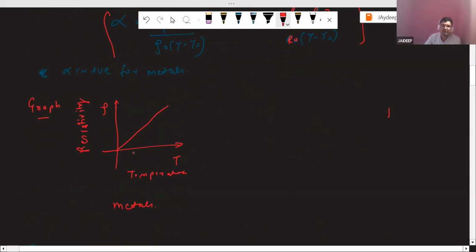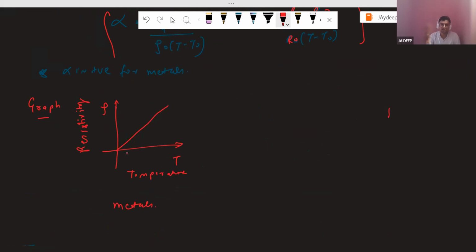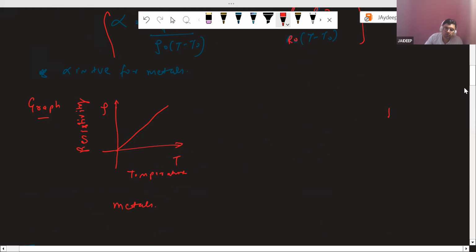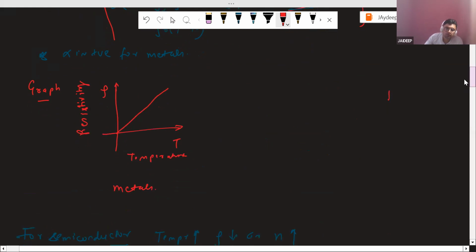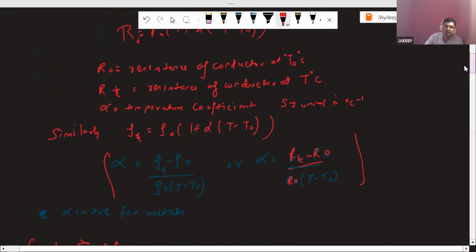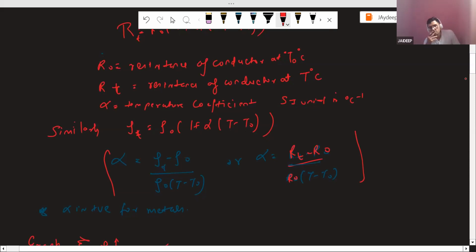This is the graph. For metals, if we increase the temperature, the resistivity increases. So directly proportional. Sir, can you scroll up? Thank you, sir.